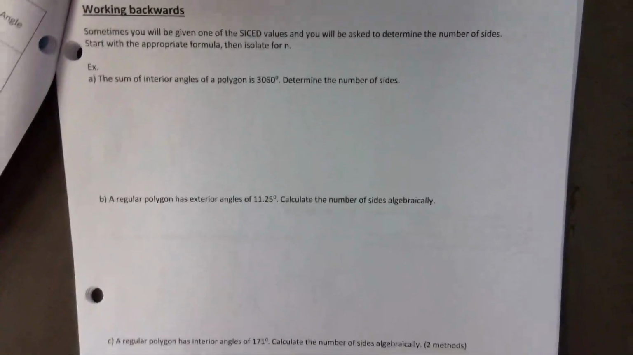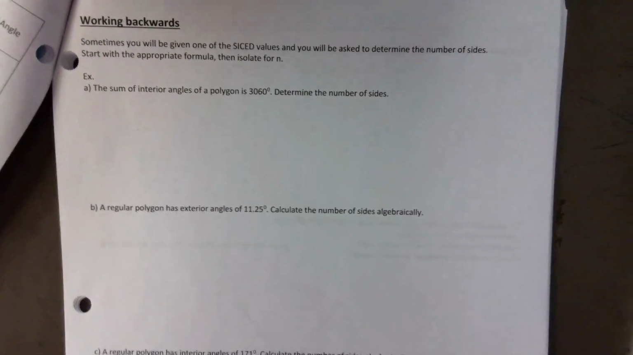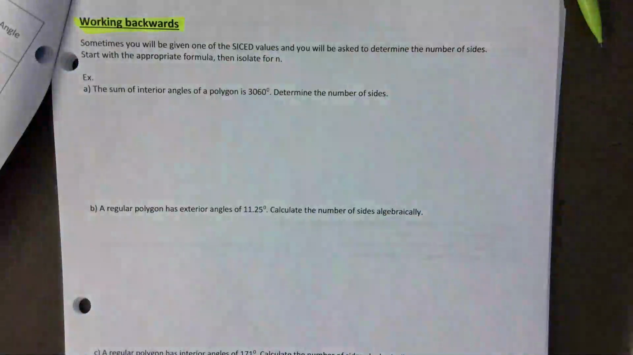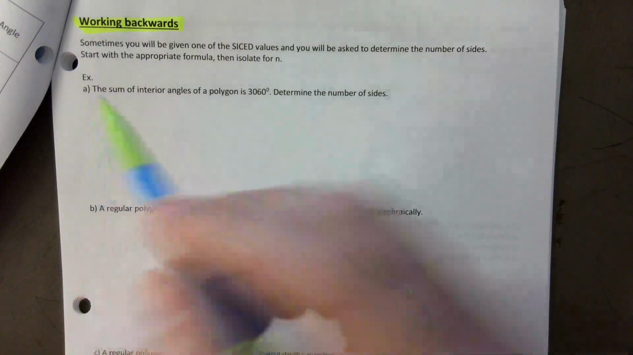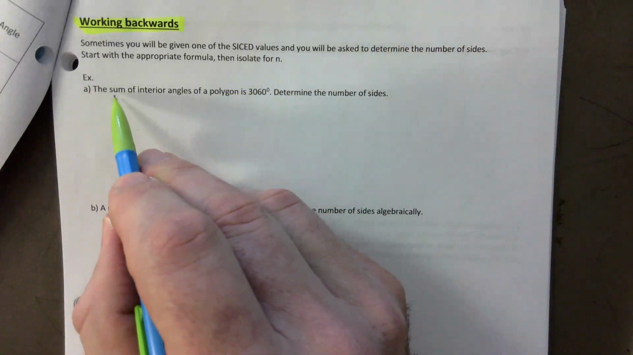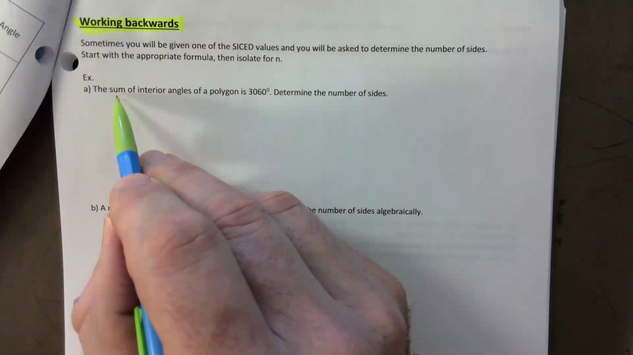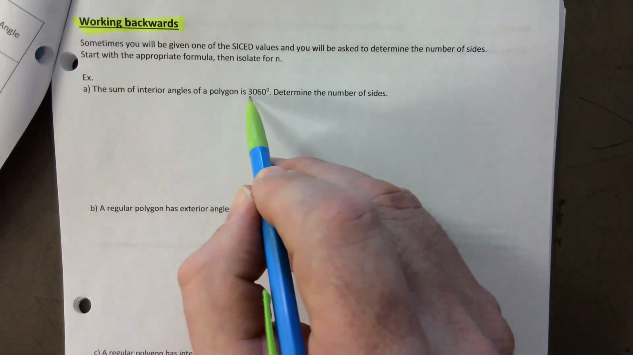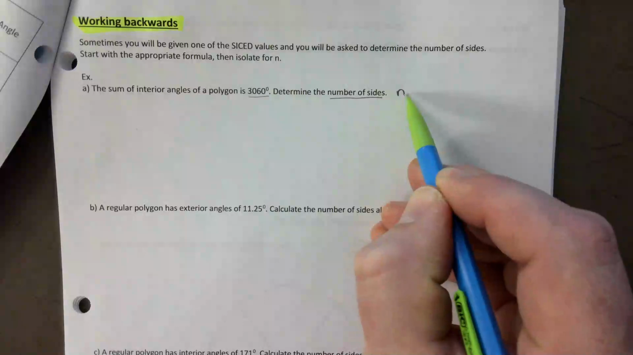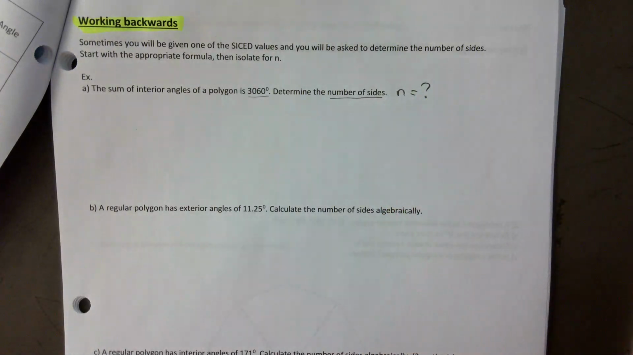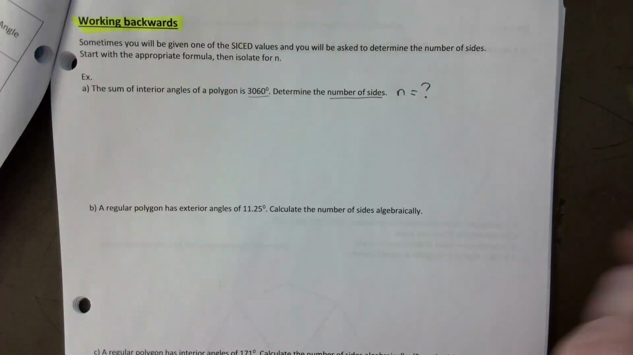Let's go to 36. This is what I call working backwards. I think that a lot of you maybe need to have this on your study sheets. I'm not so sure, but you will see after we do these whether or not you need that. But it's basically algebra, right? A lot of it. Sum of the interior angles is 3060. Determine the number of sides. So they're asking you, what is n? You don't have a diagram, right? You can't just figure it out like that.